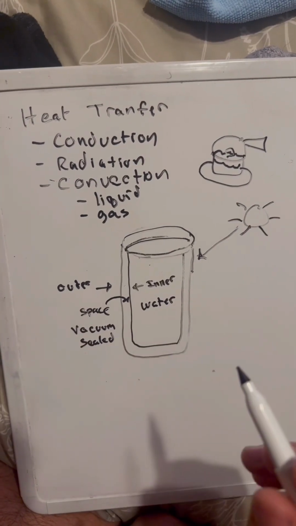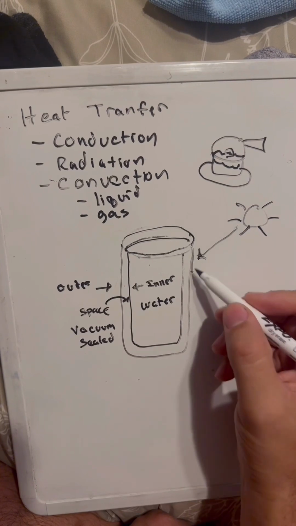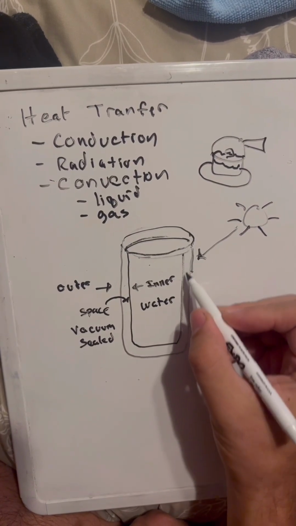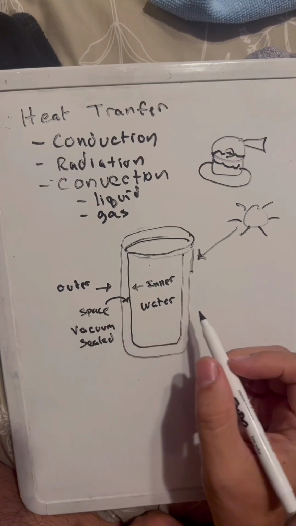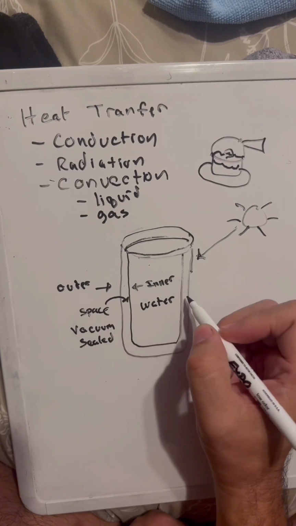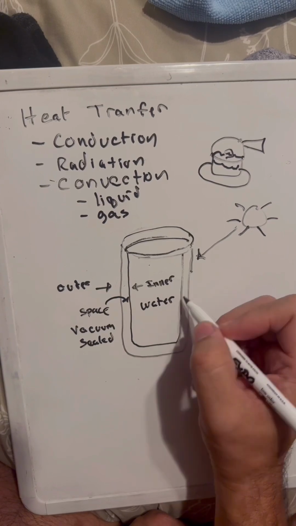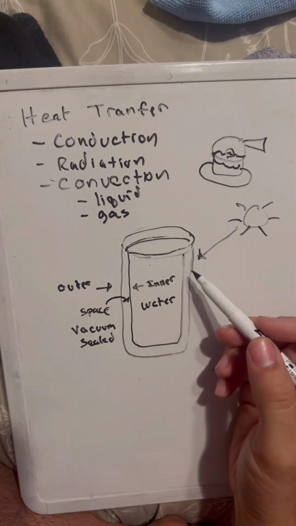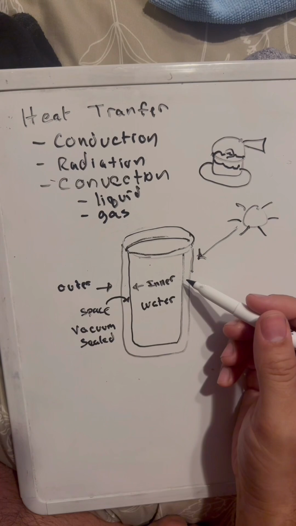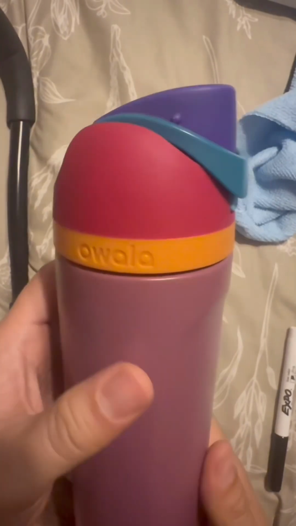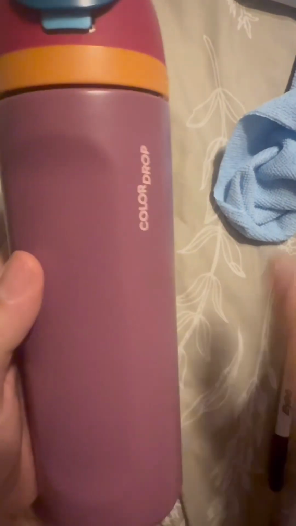But here's the real magic. If the sun is shining on the outer layer, it may heat up, but then you have this vacuum sealed space in between both layers. There's no air in there, which means heat can't transfer to the inner layer, because there's no air to transfer it, which means convection is not possible since there's no air inside this space. So that is the science behind this Owala bottle.